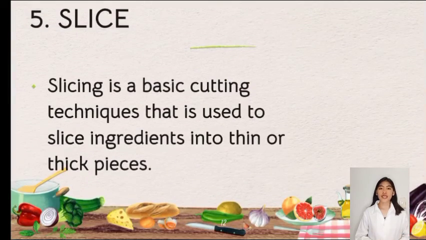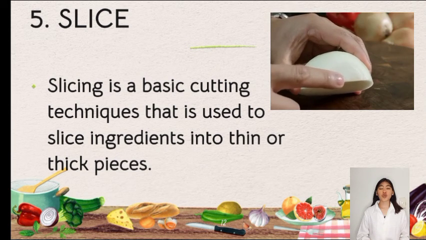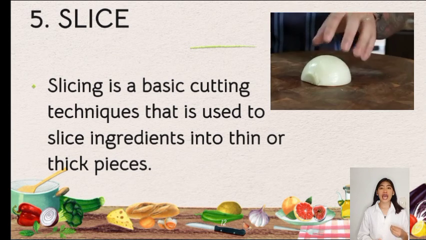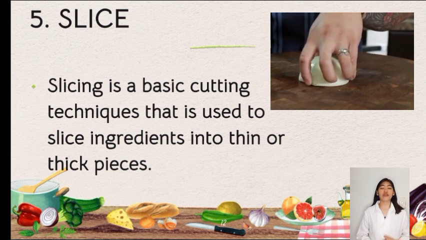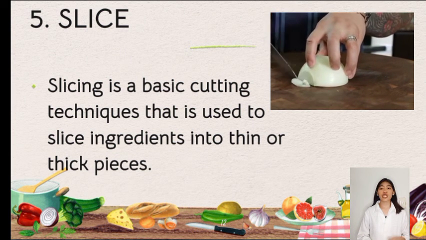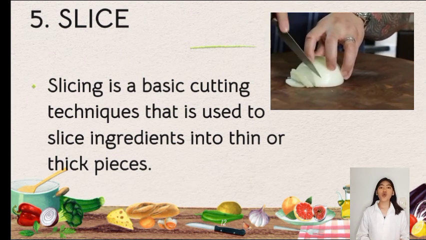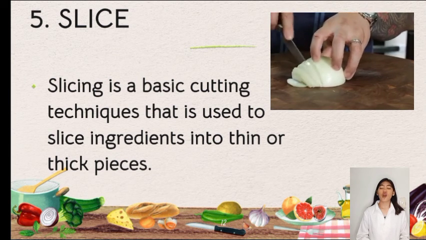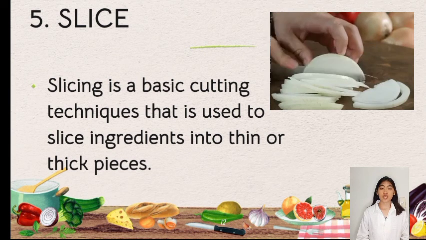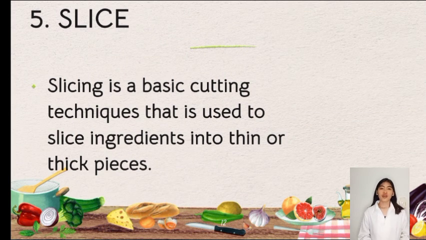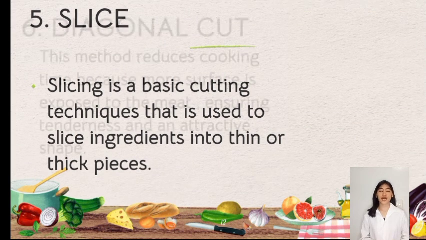Number 5 is slice. Slicing is a basic cutting technique that is used to slice ingredients into thin or thick pieces. So to slice, you must hold the ingredient in one hand and use your other hand to hold the knife. Point the knife at the ingredient and make a slow slicing motion with the knife while keeping your fingers tucked behind the blade.